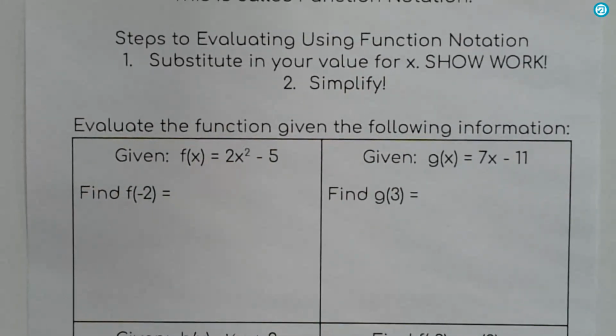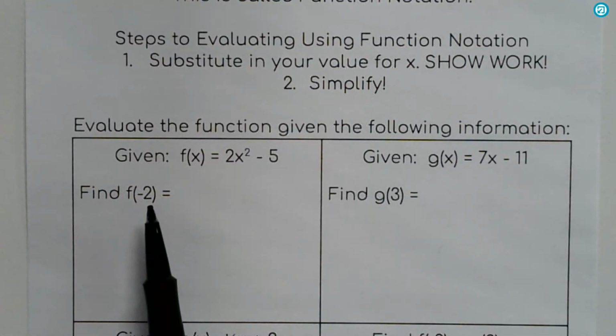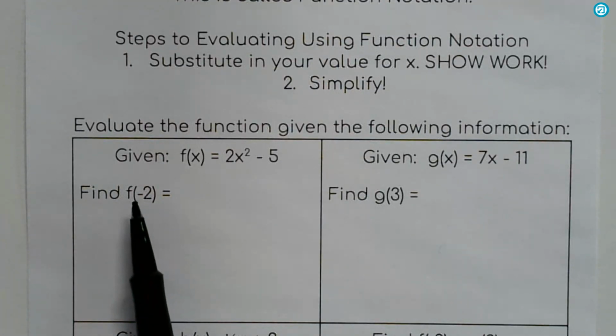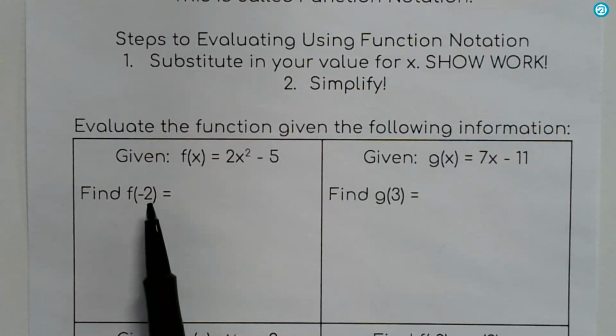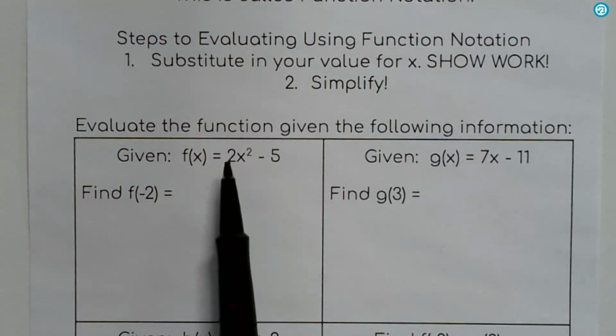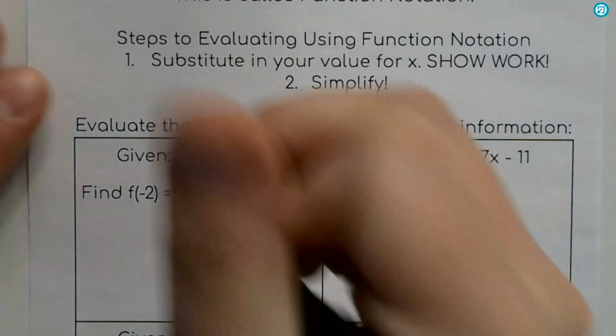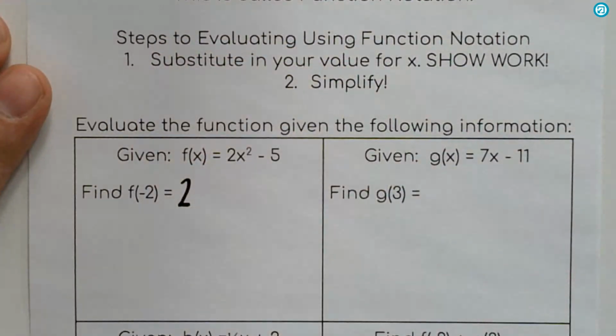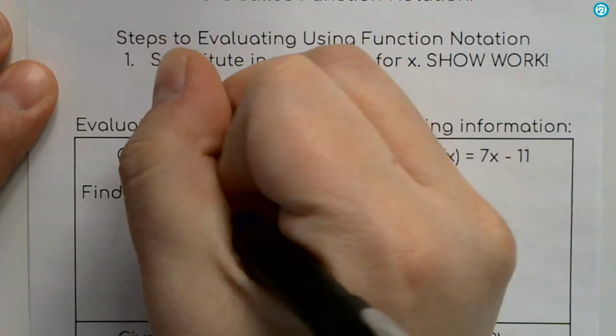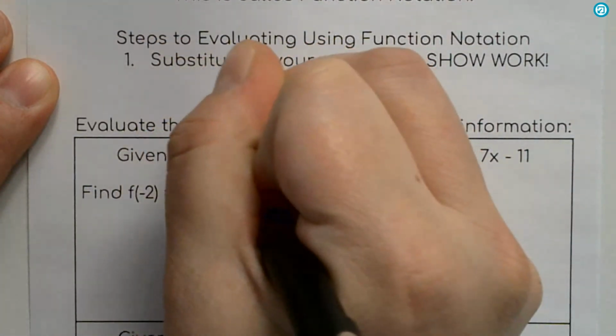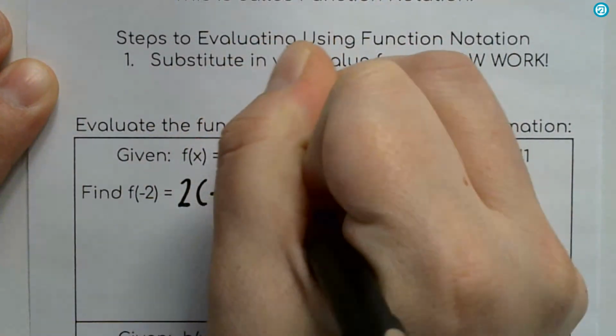So the first one we have is given f of x equals 2x squared minus 5. We want to find f of negative 2. So what that means is that instead of having f of x, so f of any variable, we want to plug in negative 2 for this x value. So when we plug that in, we're going to show our work. We're going to still have our 2, and then where the x is, we're plugging in negative 2 in parentheses, squared, minus 5.